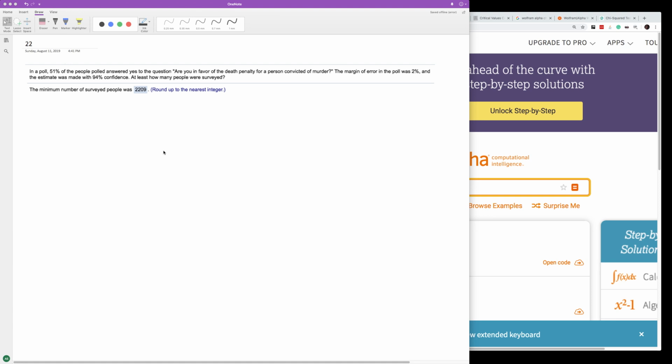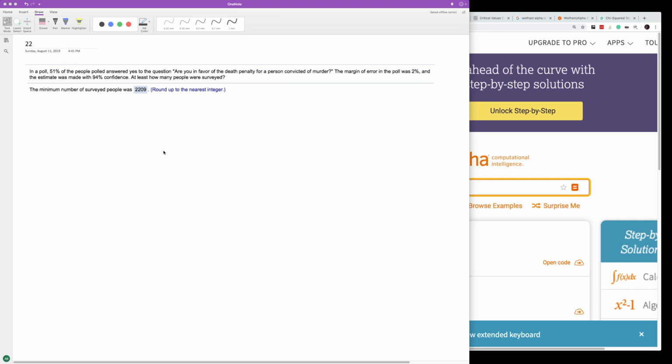1% of people polled answered yes to the question, are you in favor of the death penalty for a person convicted of murder? With a margin of error on the poll of 2%, an estimate that was 94% confidence, at least how many people were surveyed?